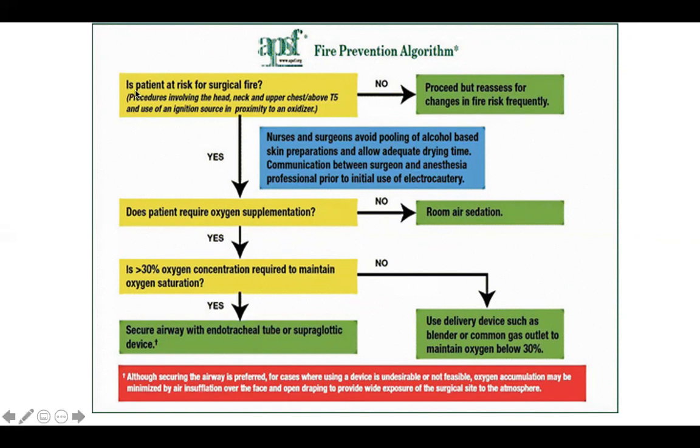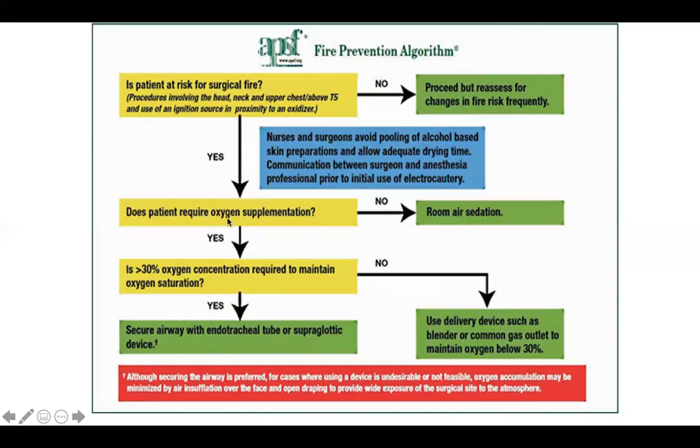Let's start at the top here and walk through this real quick. Is the patient at risk for a surgical fire? If yes, then one of the things you can do to help prevention is that nurses and surgeons should avoid pooling of the alcohol-based skin prep and make sure it's allowed time to dry. There should also be communication between surgery and anesthesia prior to the initial use of electrocautery. Very commonly this is discussed at the timeout.